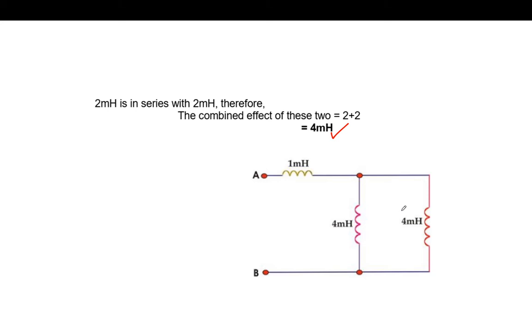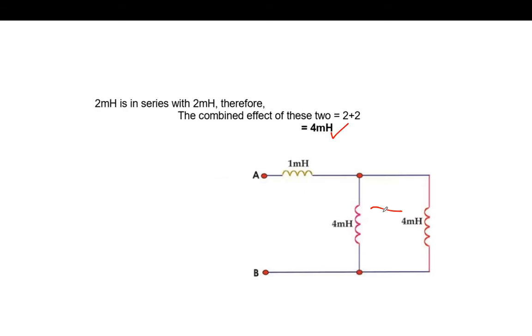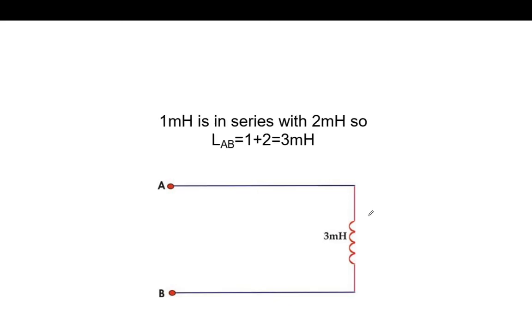Now in the remaining 3 inductors, 2 are in parallel to each other, both having value 4. So how will we solve the parallel? 4 times 4 divided by 4 plus 4. Now the last remaining two inductors have values 2 and 1, and these both are in series with each other. So the final effect of the inductor value is 3.